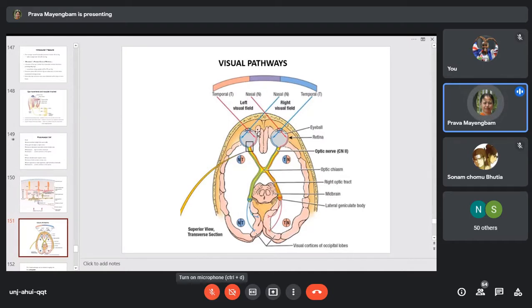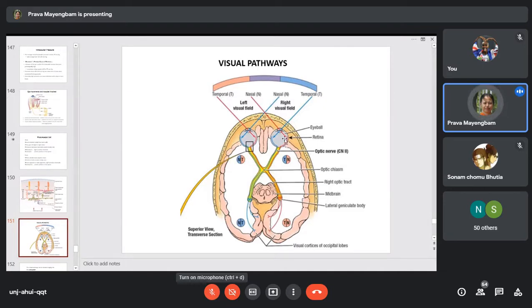Okay, so this is called the visual pathway, and the area which is formed by these visual pathways is the visual field. The area formed by the temporal and the nasal pathways of the right eye is the right visual field, and the area formed by the temporal and the nasal pathways of the left eye is the left visual field. Here, this is viewed from the top of the head, and this is the left eye, and this is the right eye.